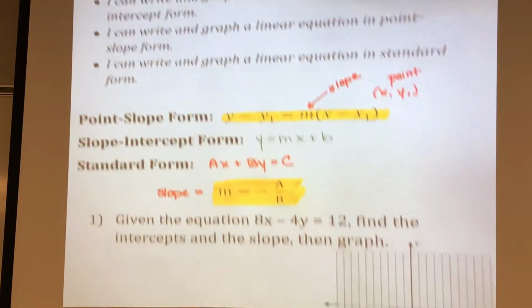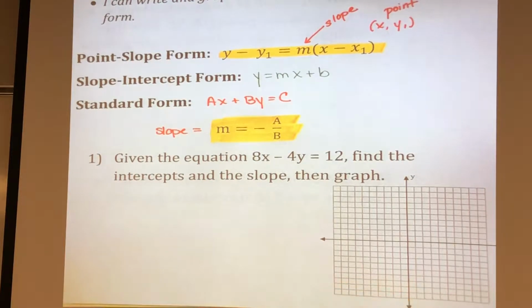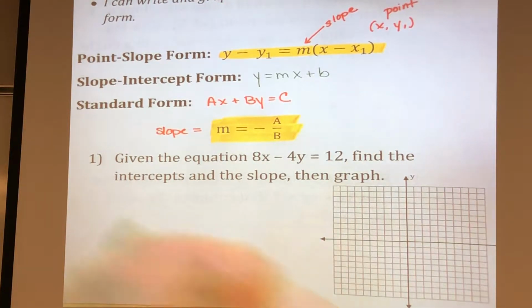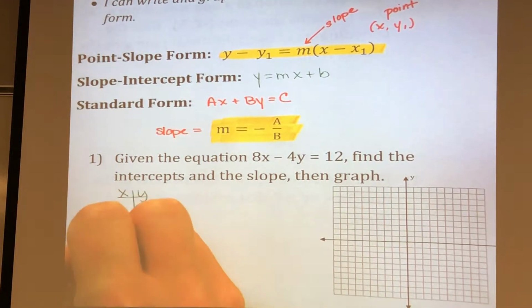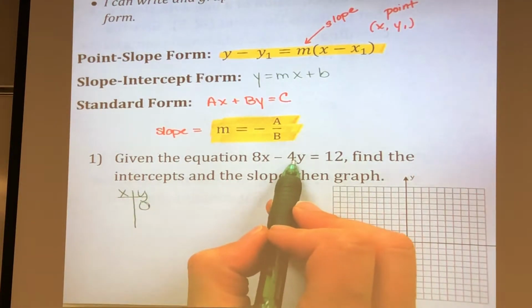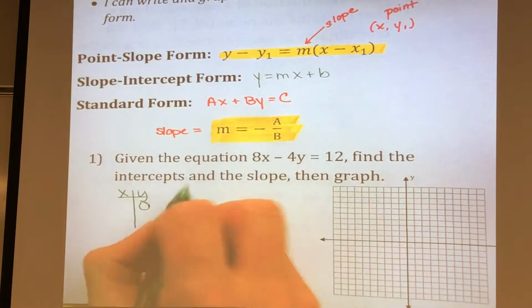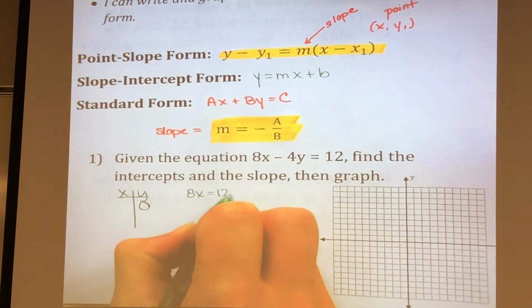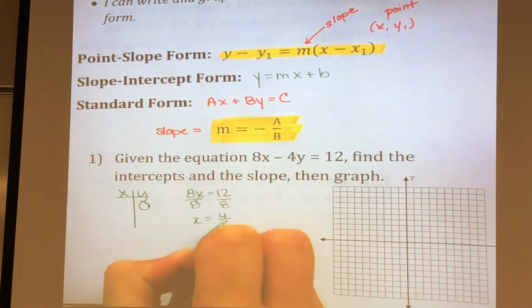So let's take a look at number 1. Given the equation 8x minus 4y equals 12, find the intercepts, like we've done before, and the slope, so that will be new, and then graph it. Remember, when we're finding the intercepts, we essentially need to put a 0 in for y and solve for x. So if we put a 0 in for y, we have 8x equals 12. Divide both sides by 8, so x would equal 4/3.